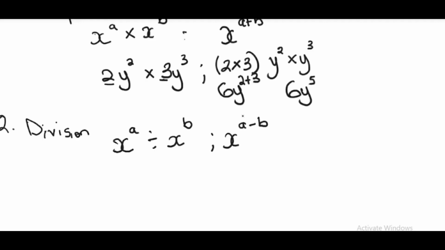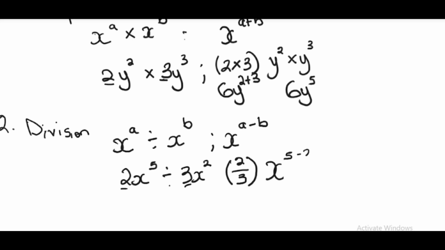So if we have 2x raised to the power of 5 divided by 3x raised to the power of 2, the same thing that happened in the case of multiplication, we throw these two inside the bracket and use the division sign that is in between. So we go ahead and apply the law. So we have x raised to the power of 5 minus 2. So 2 over 3 x raised to the power of 3.